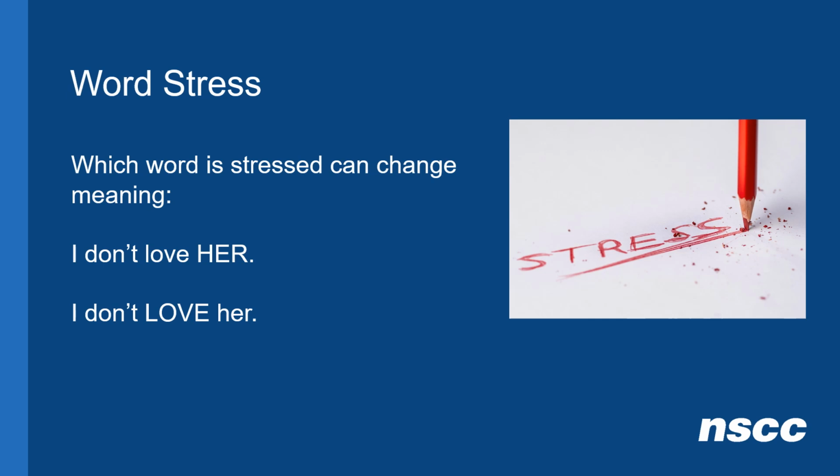For example, if I say, I don't love her, we might think I love somebody else. If I say, I don't love her, we probably think that I like her, but I don't love her. Word stress can change meaning.